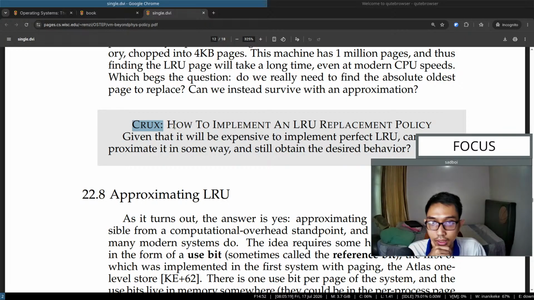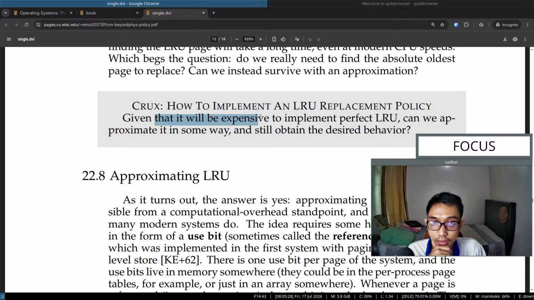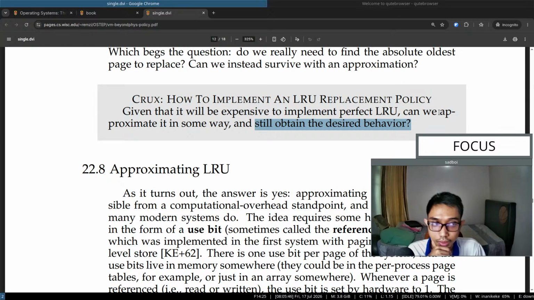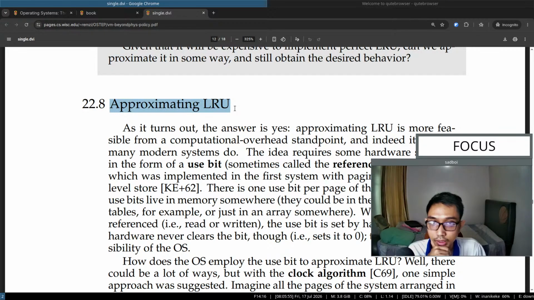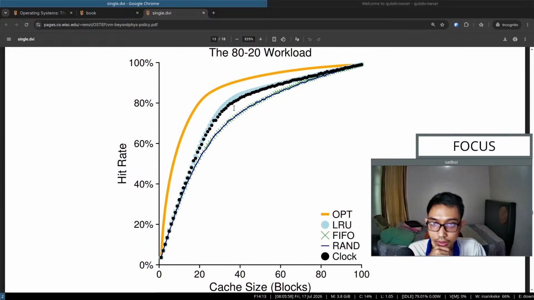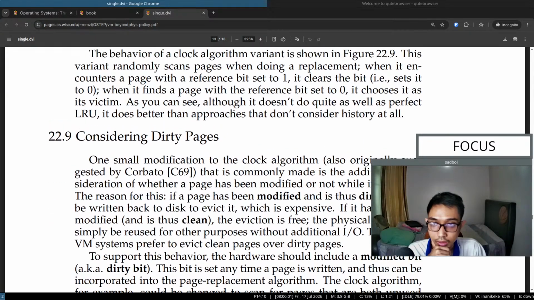Okay, and then the new crux of the problem: how to implement a least recently used replacement policy, given that it will be expensive to implement perfect least recently used. Can we approximate it in some way and still obtain the desired behavior? What approximation will we do here? Okay, approximating least recently used.